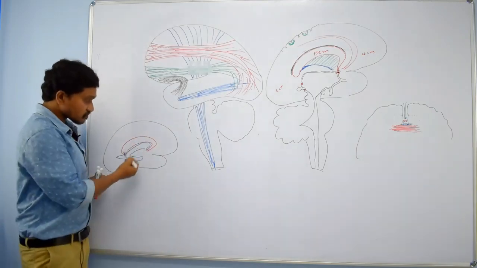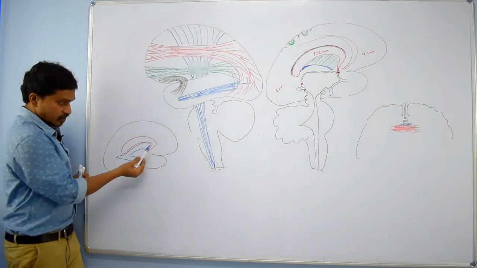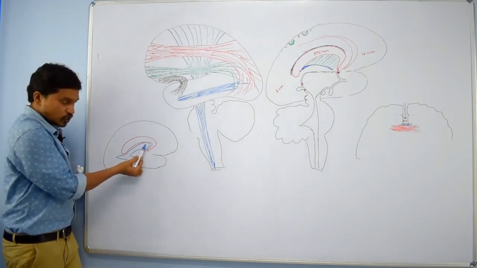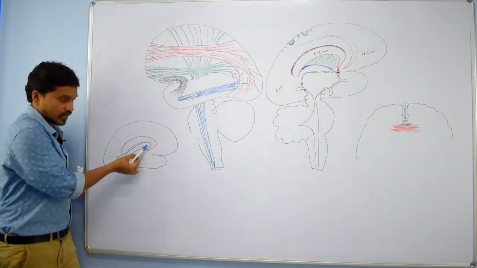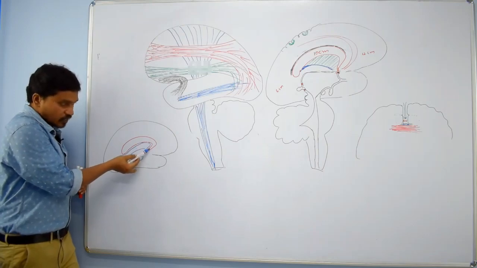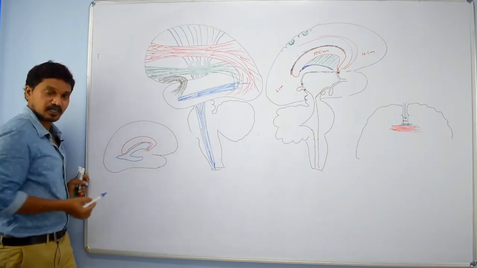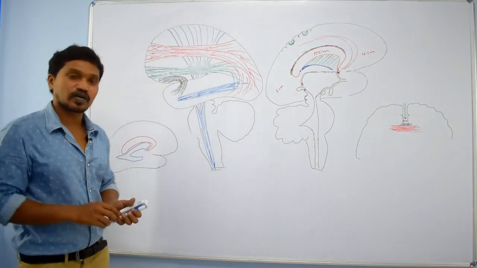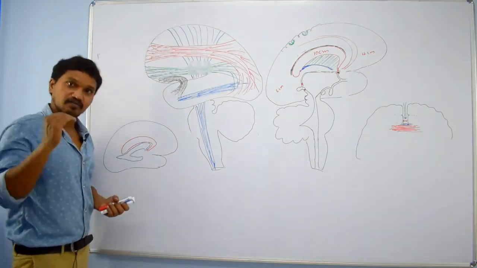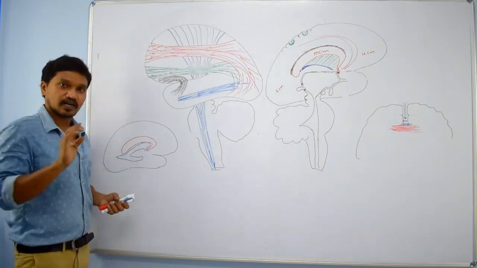Right? Now we will see the relations of the remaining part of corpus callosum. See here, what is this? This is genu. Posterior to the genu, what is there? Anterior horn of lateral ventricle. And what is this part? Rostrum. Above the rostrum, what is there? Inferior surface of anterior horn of lateral ventricle. Is it? So, genu forms the anterior boundary of anterior horn of lateral ventricle. Rostrum forms floor of anterior horn of lateral ventricle.